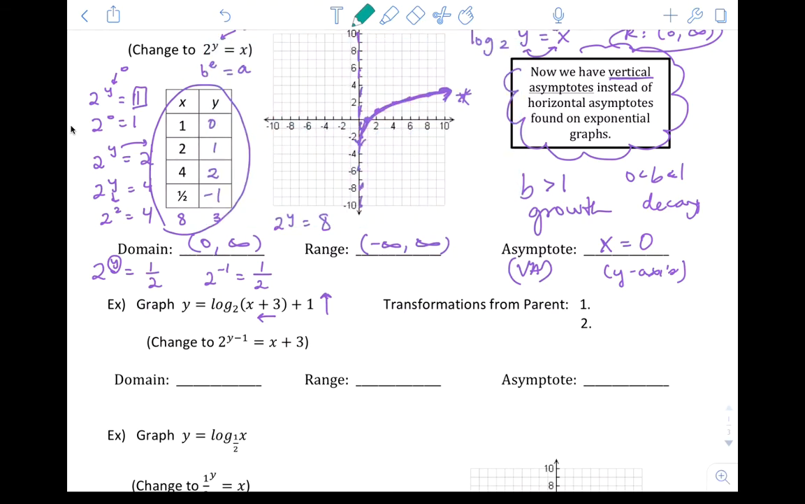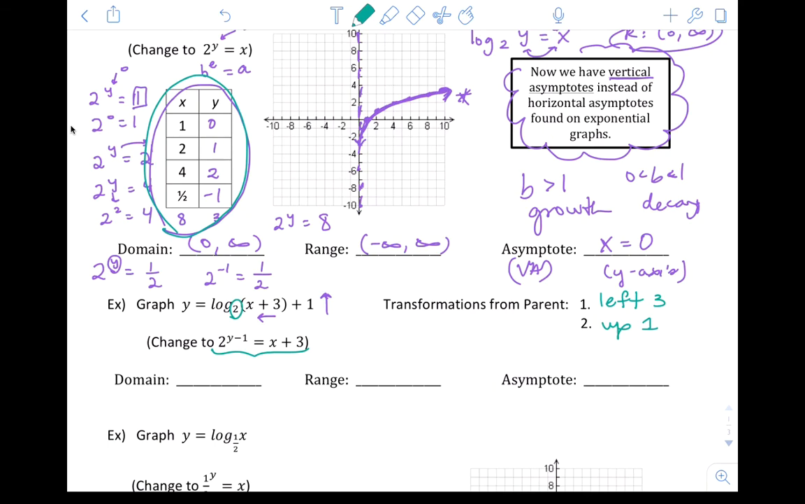It should not be a shock or a surprise that because that 3 is inside with the x, we go opposite of our instincts. We're going to go left 3. The 1 is outside, being added, up 1. So we're going to take that same parent function and go left 3, up 1. Now I could certainly change to that form and fill out a whole brand new table, but why would I do that when I know transformations and I know that this parent is really easy to plot?